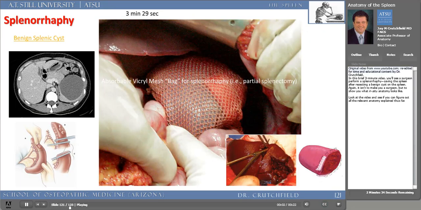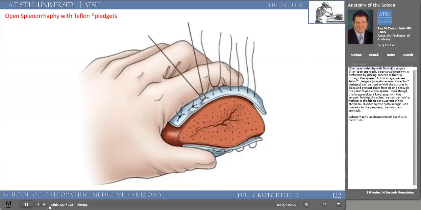In this brief 3-minute video, you'll see a surgeon perform a splenography, actually saving the spleen after resecting a benign cyst on the spleen. Again, it's not to make you a surgeon, but to show you what in situ anatomy looks like. See if you can take a look at this and figure out all of the relevant anatomy thus far. In an open approach, a partial splenectomy can be performed by placing sutures all the way through the spleen.